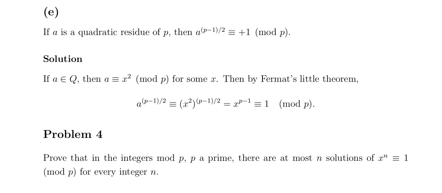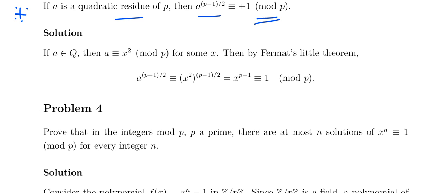This is another, very important result. If a is a quadratic residue of p, then a to the power (p-1)/2 is congruent to plus 1 modulo p. And in the integers modulo p, where p is a prime number, there are at most n solutions of x to the power n congruent to 1 mod p for every integer n.